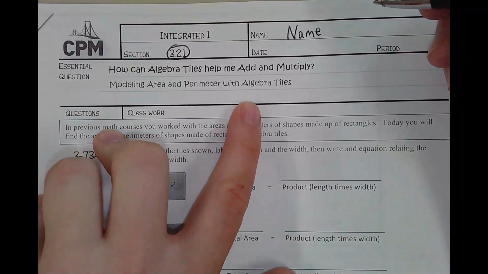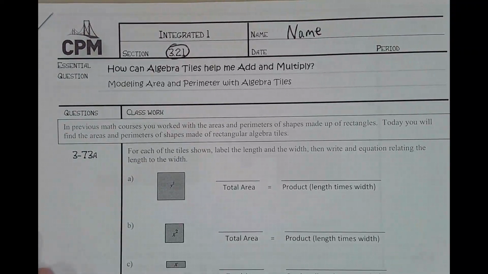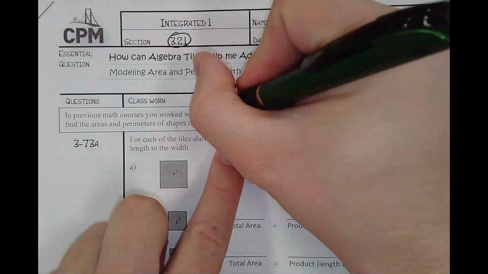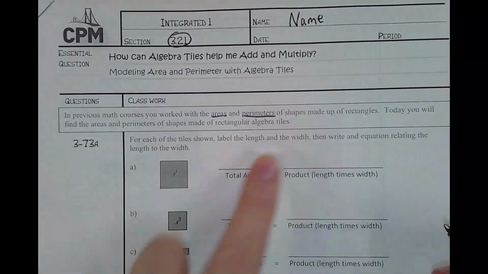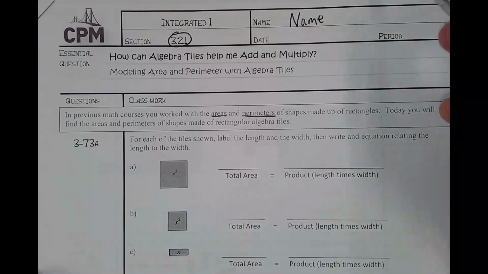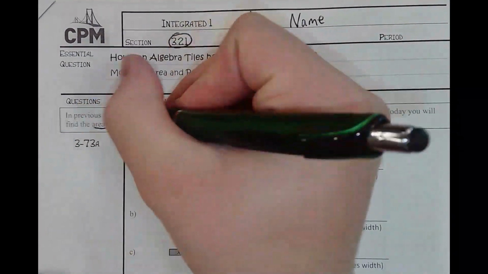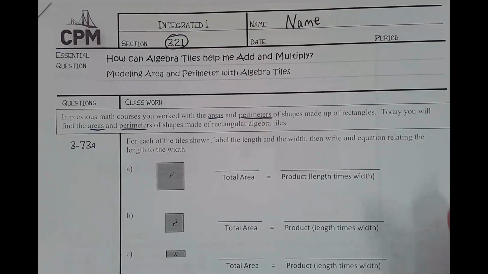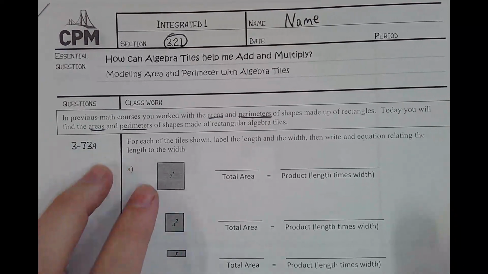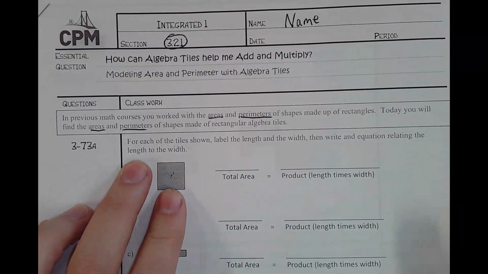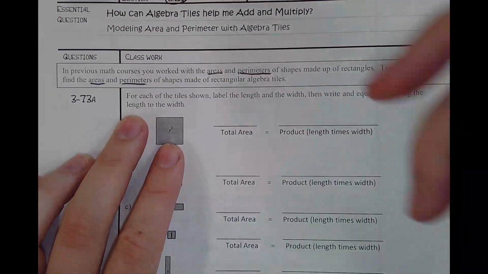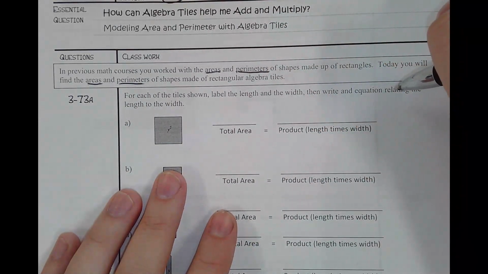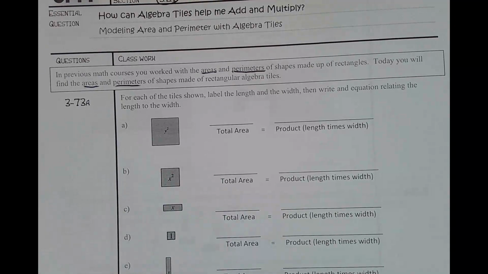Modeling area and perimeter with algebra tiles. Let's continue reading. In previous math courses, you worked with areas and perimeters of shapes made up of rectangles. Today, you will find the areas and perimeters of shapes made of rectangular algebra tiles. Let us begin. Question 373 says, for each of the tiles shown, label the length and the width, then write an equation relating the length to the width.